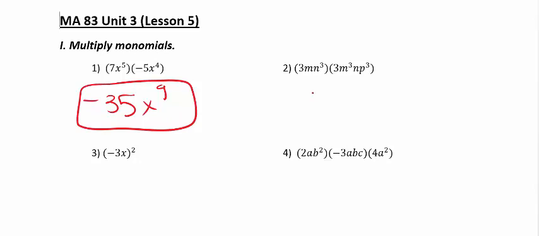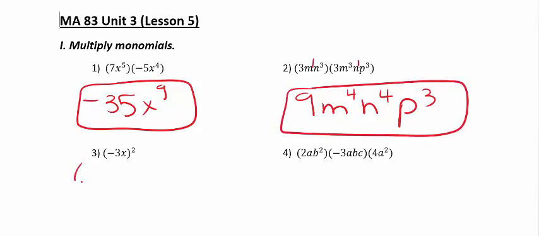We'll multiply 3 times 3 and get 9. We're going to add the exponents on m. We have an m to the first right here, so 1 plus 3 is 4. On n, we have 3 and 1 here, and that's another 4, and then p to the third.